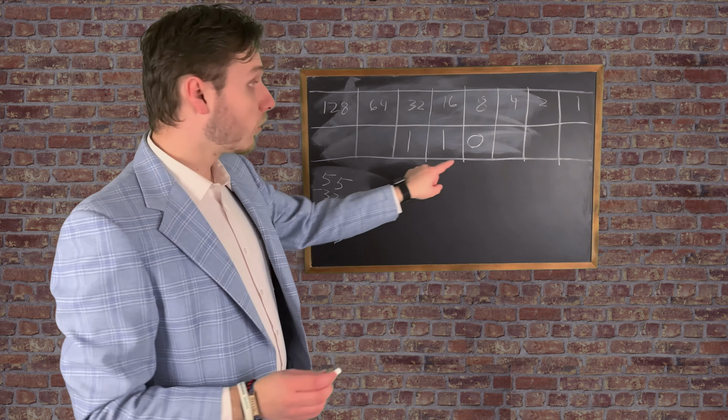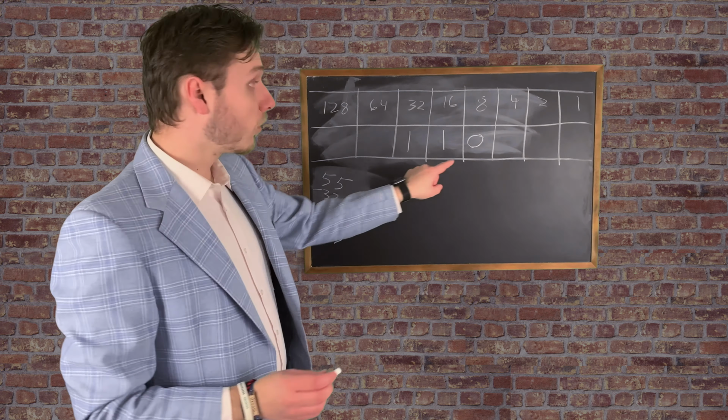But 4 does fit in, so we're going to go 7 minus 4, that equals 3. So we're going to put a 1 under the 4. 2 fits into 3, 3 minus 2 equals 1. We're going to put a 1 there, and then 1 minus 1 equals 0. And then we're just going to put zeros everywhere else. So this is our binary number.